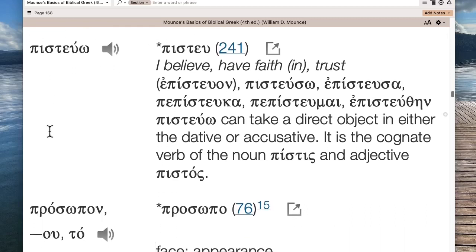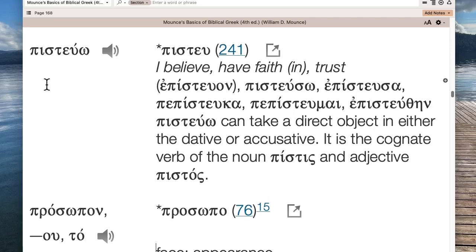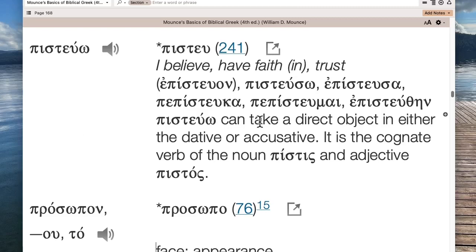Now another verb, pisteuo. This has 241 occurrences in the New Testament. It's a very important verb. I trust, I believe, I have faith. Pisteuo. And notice it says pisteuo can take a direct object in either the dative or the accusative. Right? It is the cognate verb of the noun pistis. Remember the noun for faith, pistis. And the adjective pistos, which is faithful.